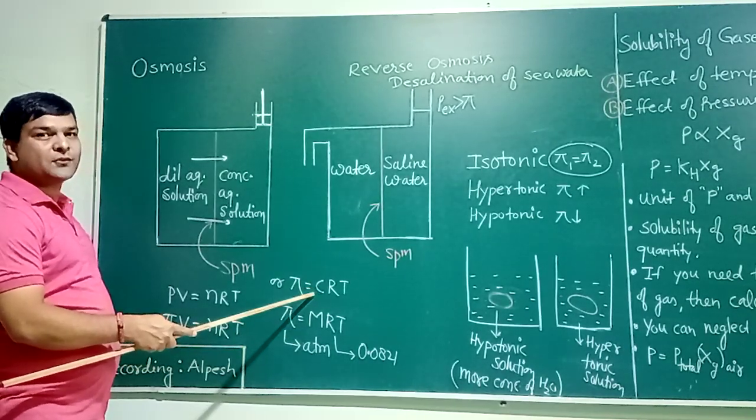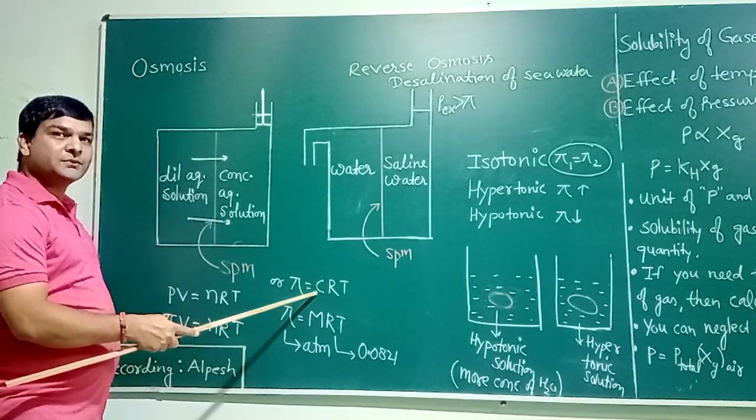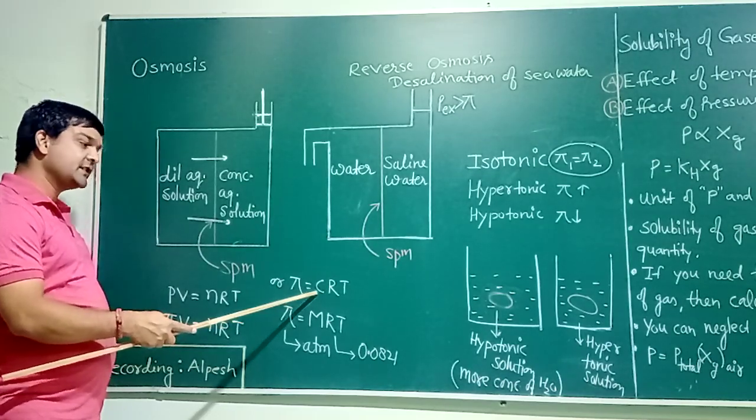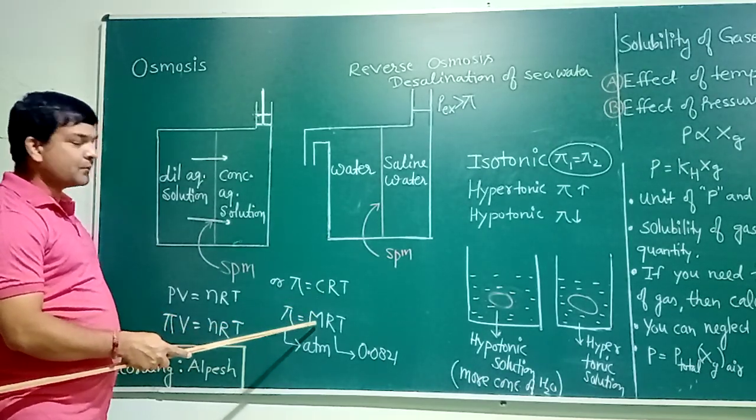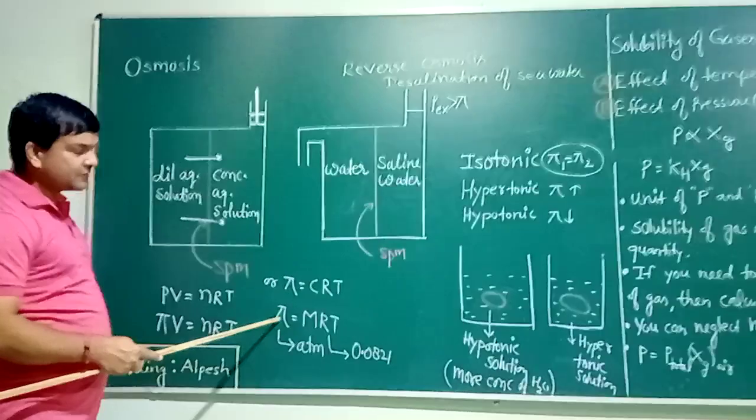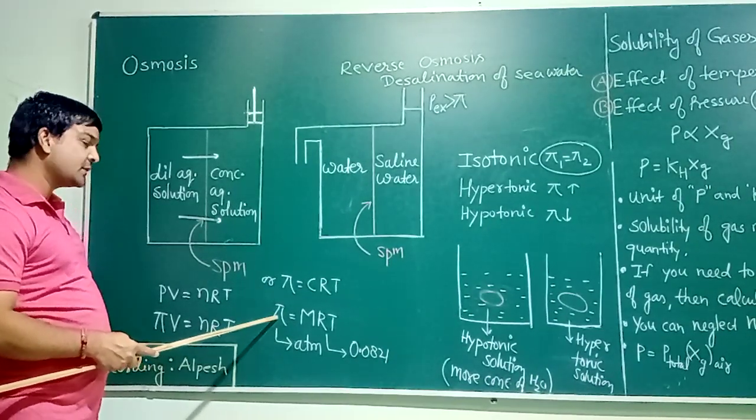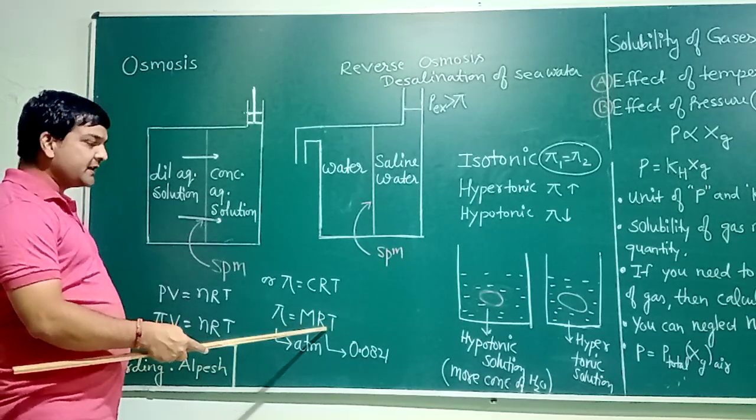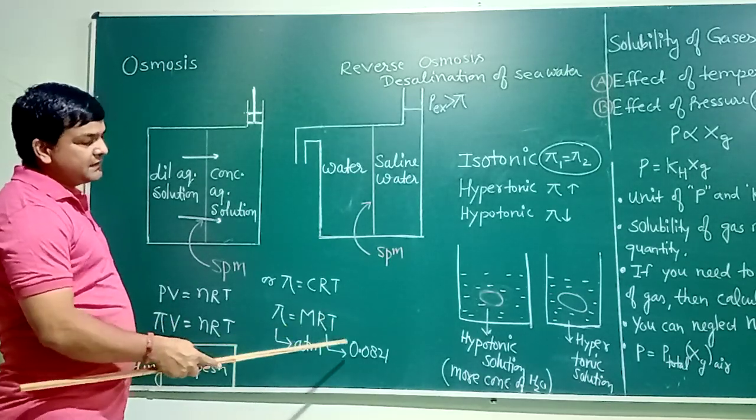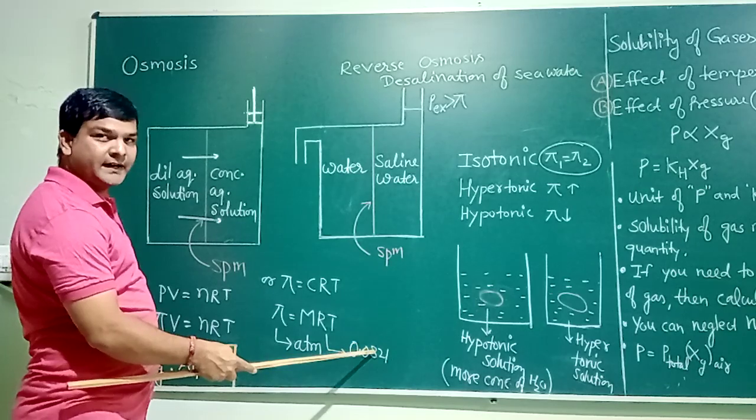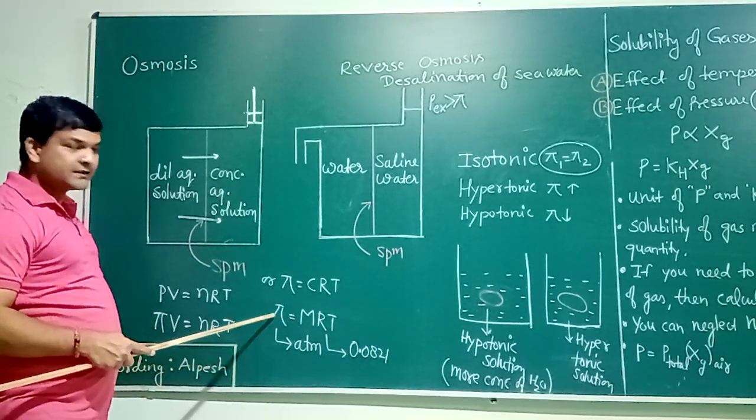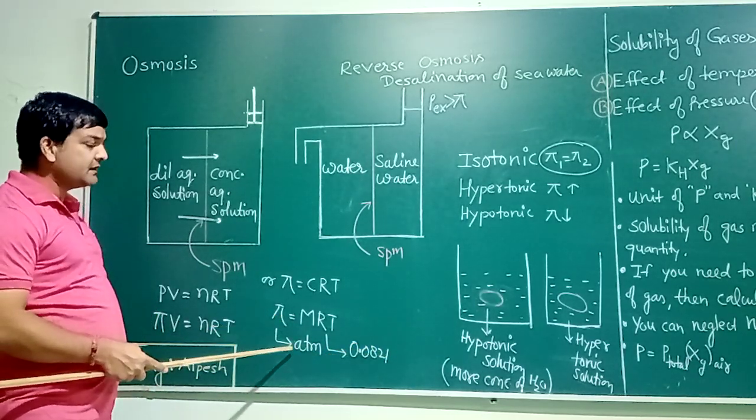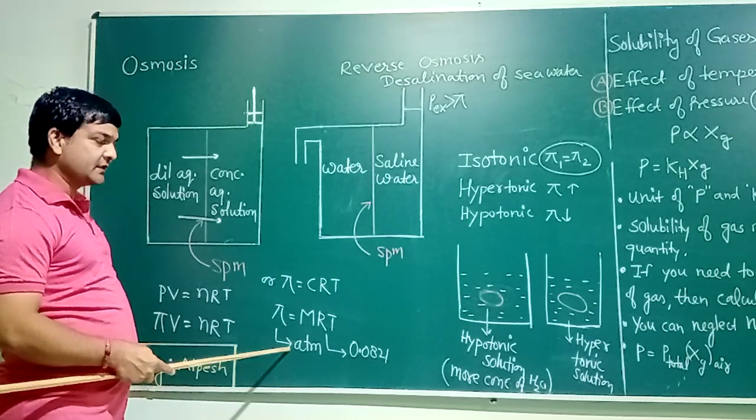C is for concentration, but you cannot use any possible concentration here. You need to use only molarity to solve numericals related to osmotic pressure. Now R is a constant, T is temperature in Kelvin. The value of R is 0.0821 if we are using osmotic pressure in atmosphere unit.